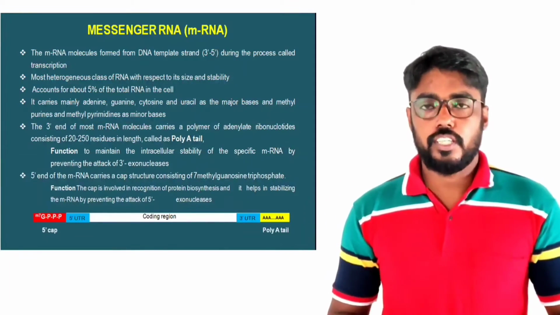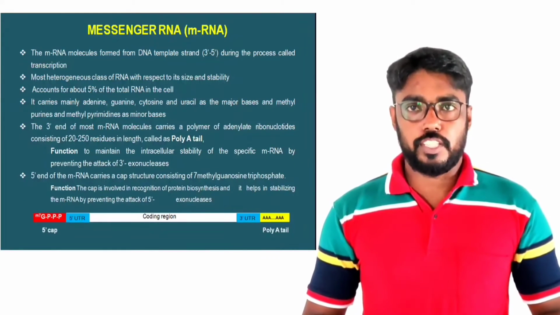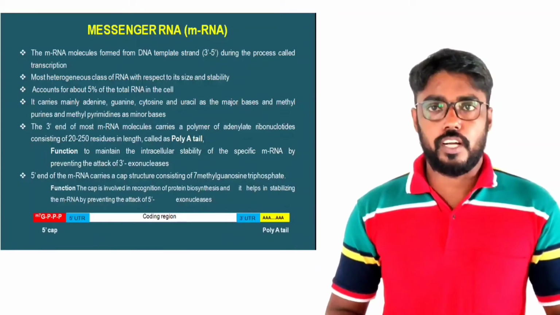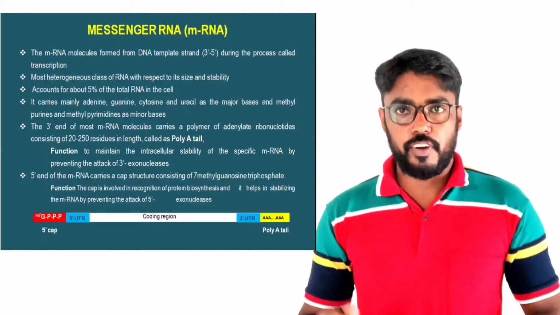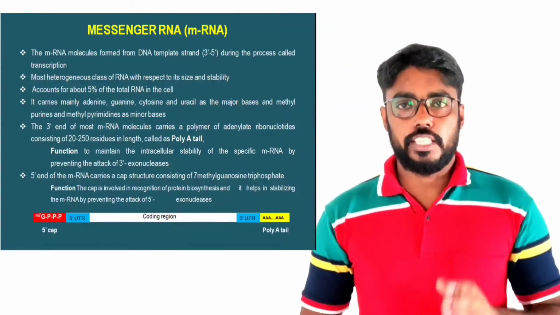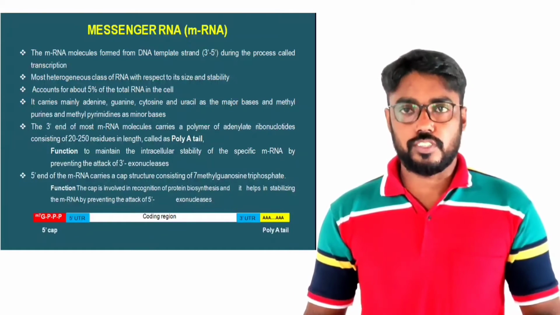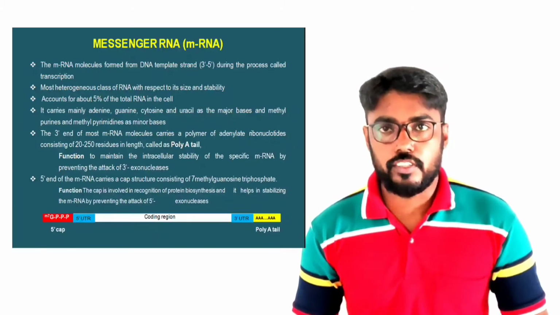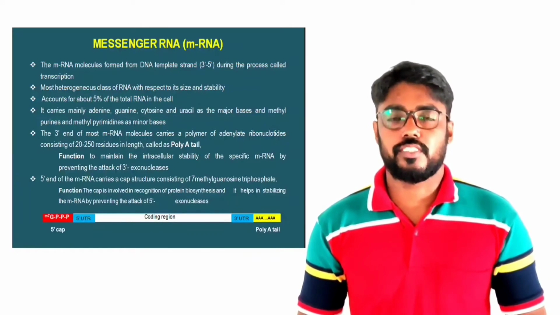And the 5' end of this RNA has a 5' cap that is made up of 7-methyl guanosine, and this 5' cap helps to give stability to RNA from 5' exonuclease, and this 5' cap has a role in recognition in protein synthesis. And the function of mRNA is to act as a messenger from DNA to synthesize protein in translation.